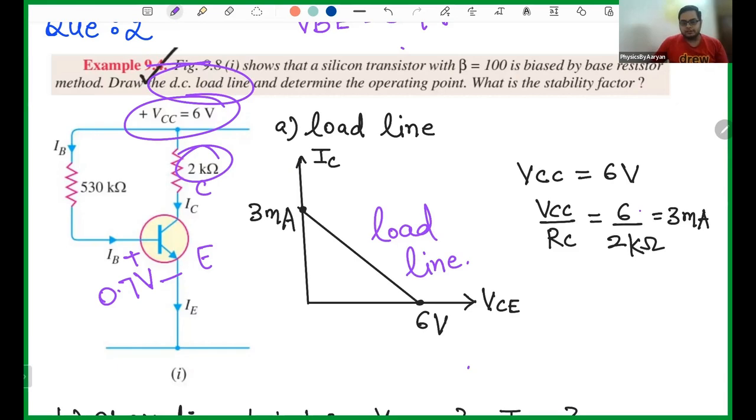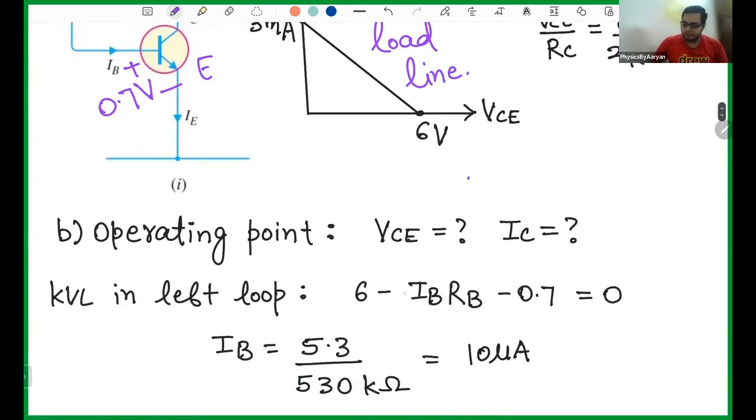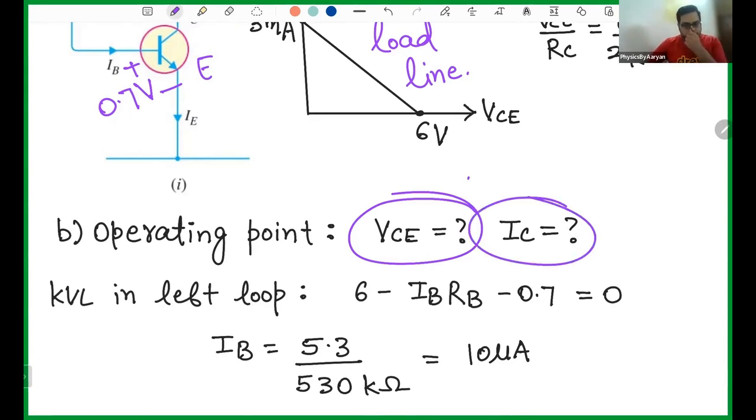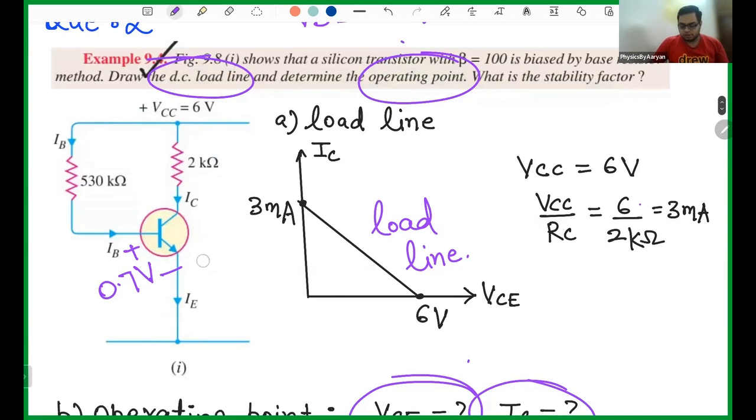Now, second, determine the operating point. Operating point means finding the value of VCE and the value of IC. Now, this is your homework. It is the same as the last question, only the values of the resistors have changed. So you can use the same mathematics. How will you use the same mathematics? Let me explain this question to you.